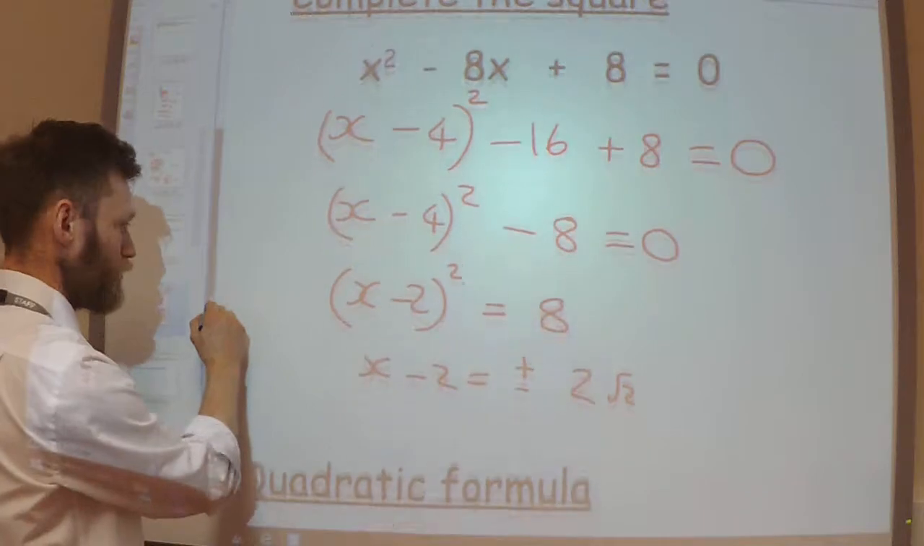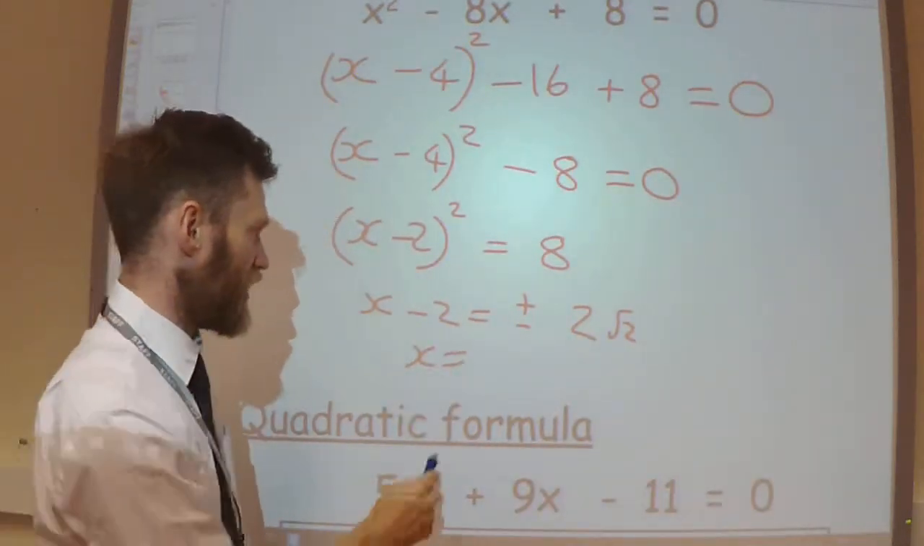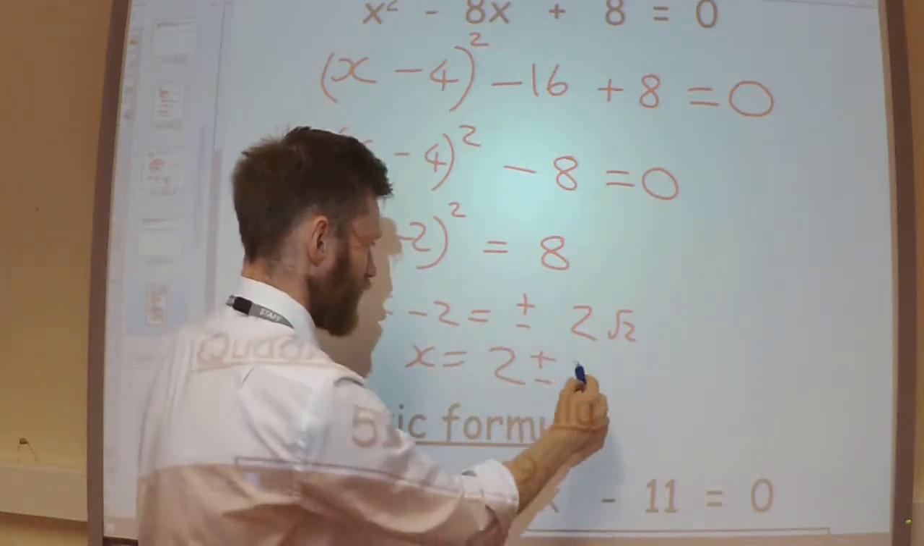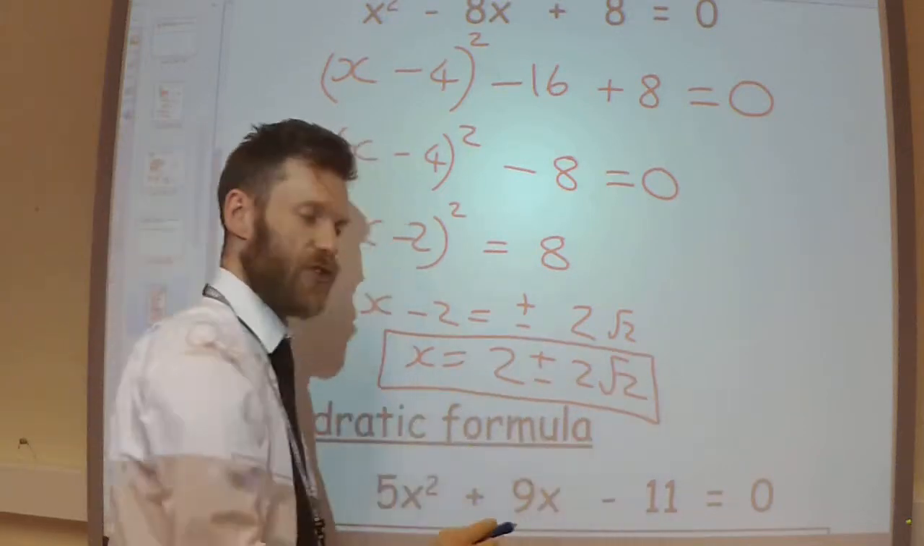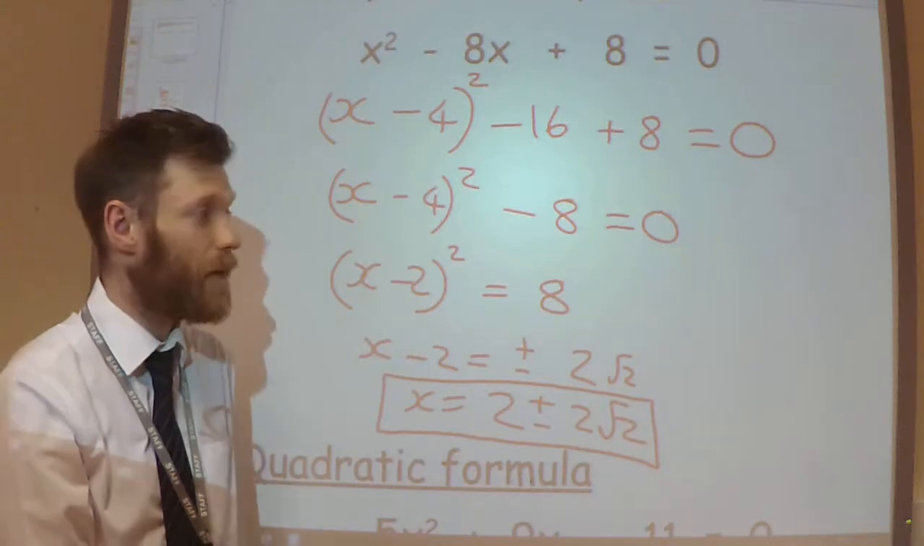But the final step now, add the 2 over to the right hand side, so you'll have a 2 plus or minus 2 root 2. And those are your 2 solutions for that equation when you use complete the square.